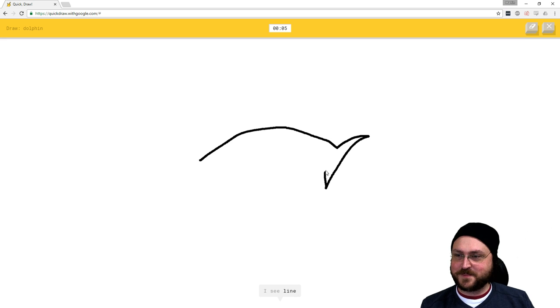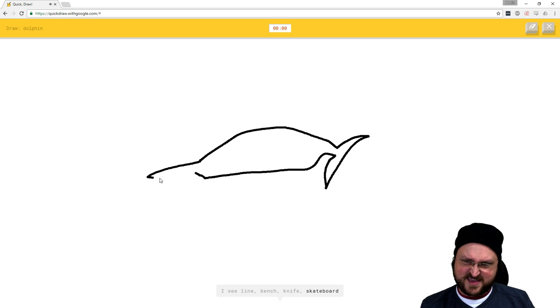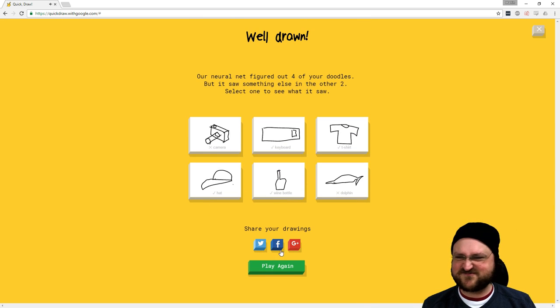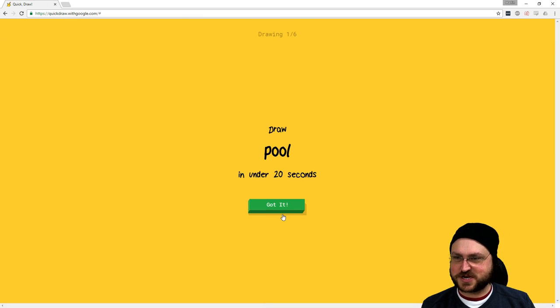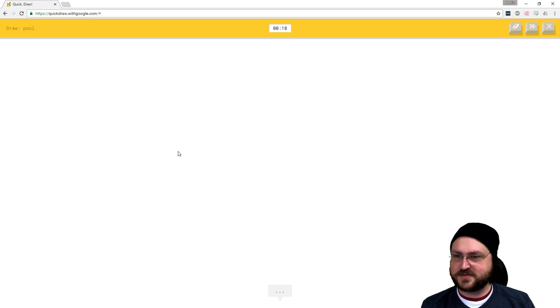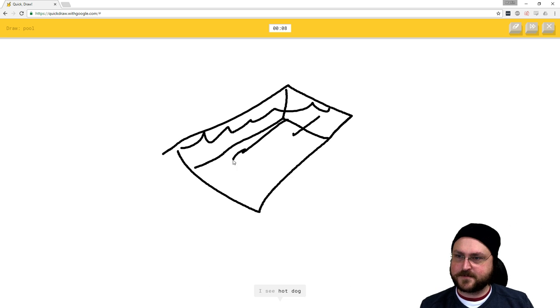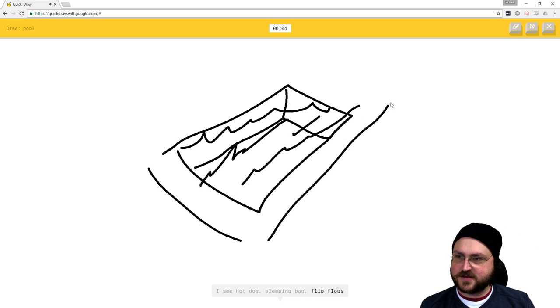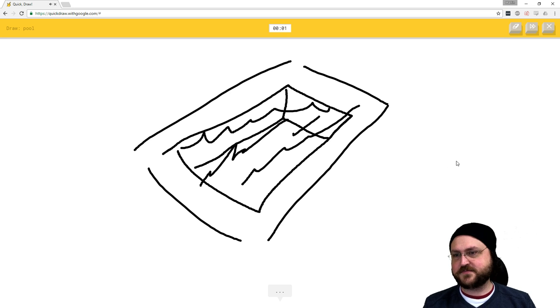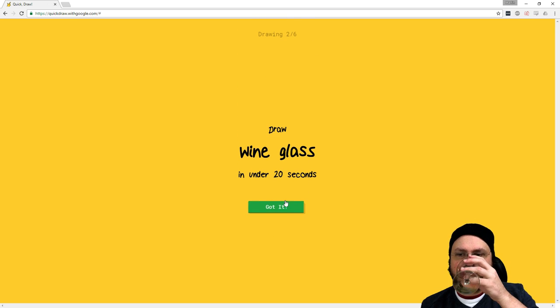I see line. Or bench. Or knife. Or skateboard. Or speedboat. Sorry, I couldn't guess it. Shut up. Pool. Wait, pool? So it's like... I see line. Or zigzag. Or diamond. Or X. Or eraser. I see hot dog. Or sleeping bag. Or flip-flops. You know, the concrete sort of siding. Come on, it looks like a pool. Shut up, game. Sorry, I hate you. I couldn't guess it. You suck.